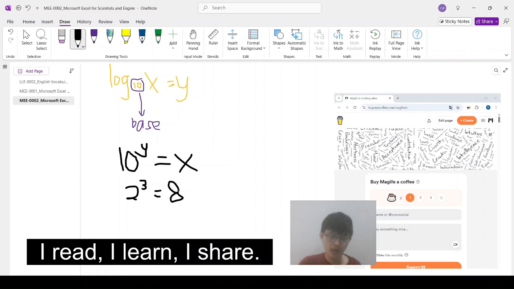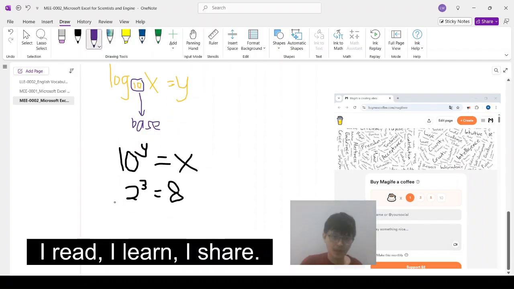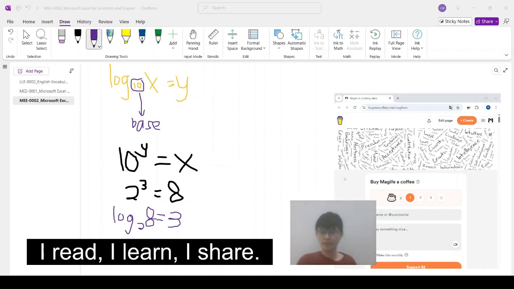So now I will write this formula in the form of the logarithm. It will become log with base 2, and the answer is 8. So log base 2 of 8 equals 3. So this is the general concept of the logarithm.